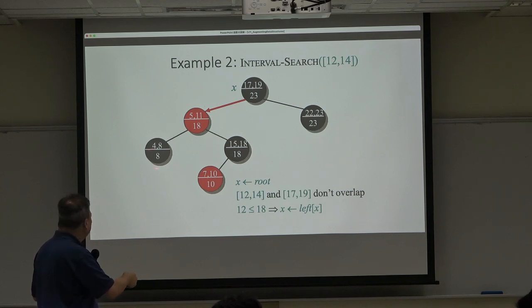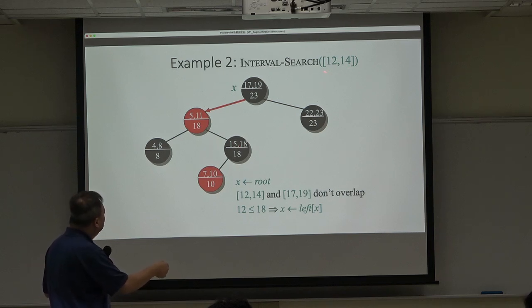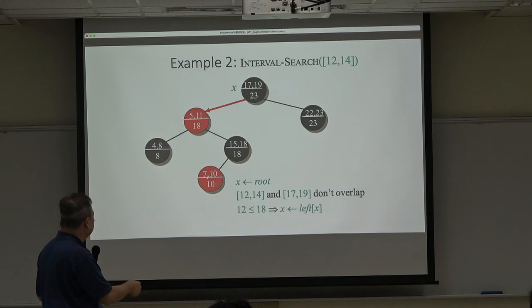So then we check the n value of the left child. Okay, 8 is smaller than the left endpoint. So we go to the right child. Right child 15, 18 is not overlapped with 12, 14. Okay, and then we check the left child's n value. So 10. 10 is lower than the left endpoint 12. Okay, so it means that we have to go to the right.